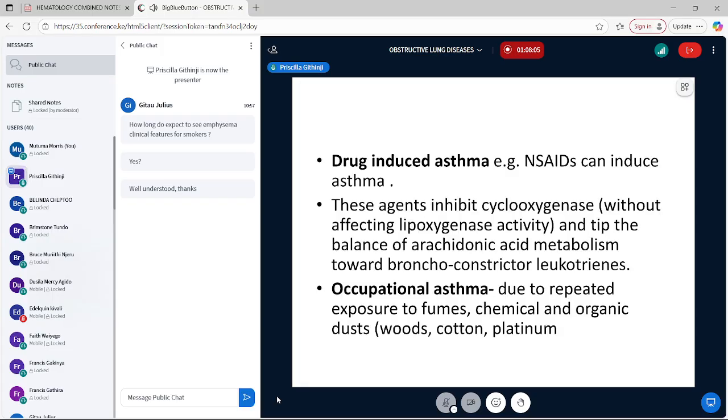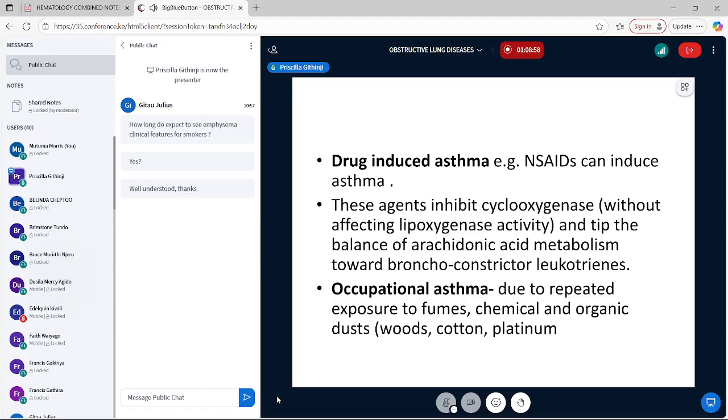So these are just types of your non-atopic asthma. Your drug-induced asthma can be induced by, for example, your NSAIDs like your aspirin. And it's because these agents inhibit cyclooxygenase without affecting lipooxygenase activity. And therefore, because they inhibit your cyclooxygenase, and they do not affect your lipooxygenase activity, they tip the balance of arachidonic acid metabolism towards bronchoconstrictor synthesis of leukotrienes. And leukotrienes are major molecules that play a role in that bronchial hyperresponsiveness that leads to bronchospasms.